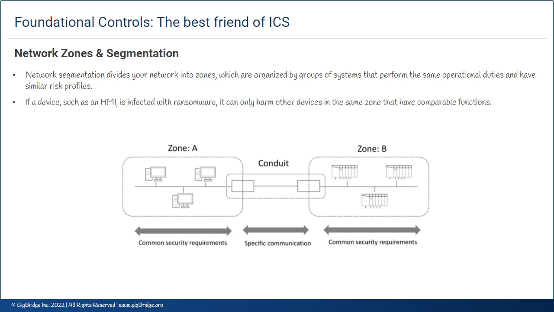If a device, such as an HMI, is infected with ransomware, it can only harm other devices with comparable functions inside the same zone, because the conduit prevents the virus from spreading between zones. This is an important step in developing your defense in-depth plan. The ISA/IEC 62443 ICS security standard advises adopting the zones and conduits technique for network segmentation. Let us now learn a little more on the zones and conduit strategies employed in the network segmentation.